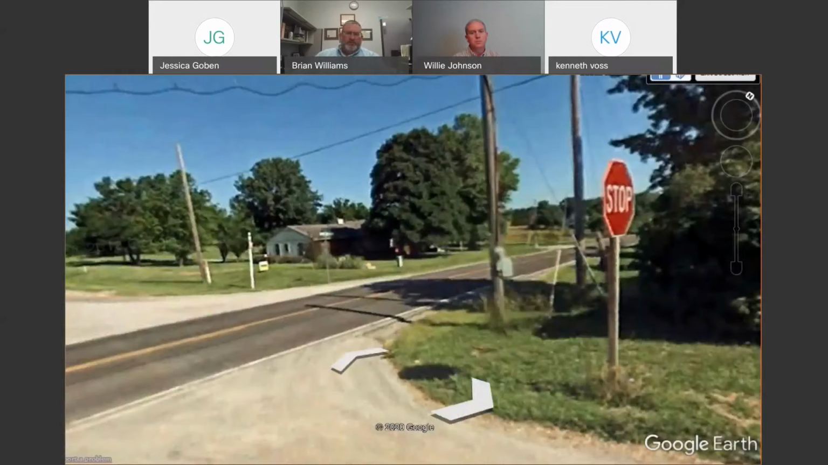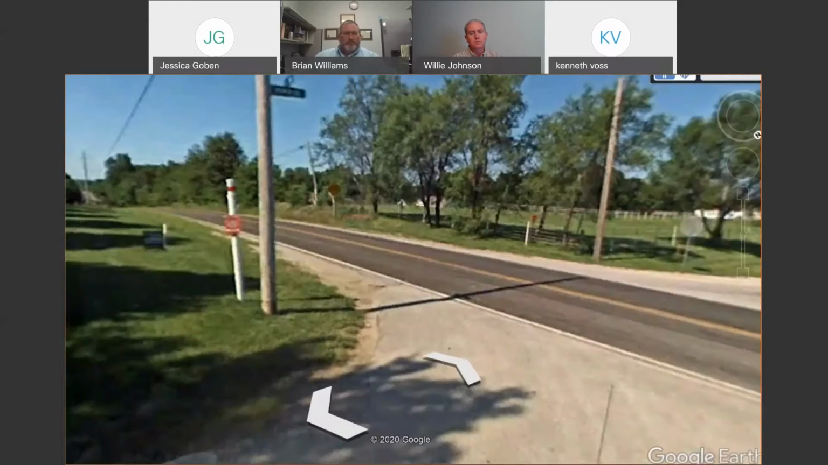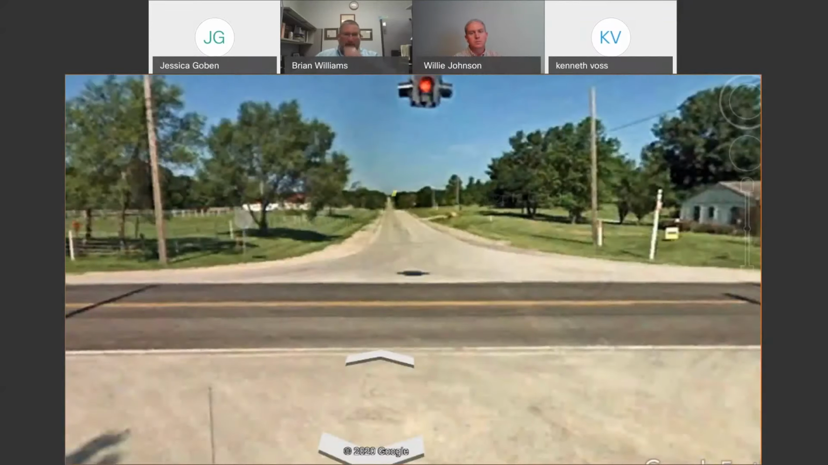So here are some pictures of the existing intersection from Google Earth. A pretty typical rural intersection. Nothing really too exciting, right? I mean, that'll be a pretty straightforward project.